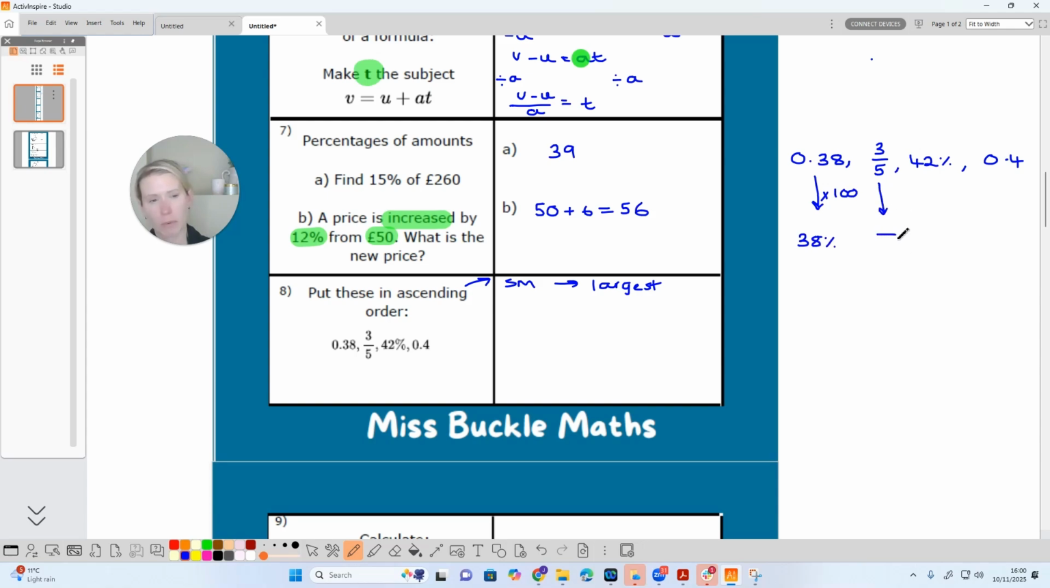3/5 as a percentage. Well, we want a fraction that's over 100. I'm going to start by changing it to 6/10 because then hopefully you can see that that would be the same as 60 over 100. And 60 over 100 becomes 60%. I'm going to highlight the answers we're using. 42% is already a percentage, and 0.4 needs multiplying by 100 to get to 40%.